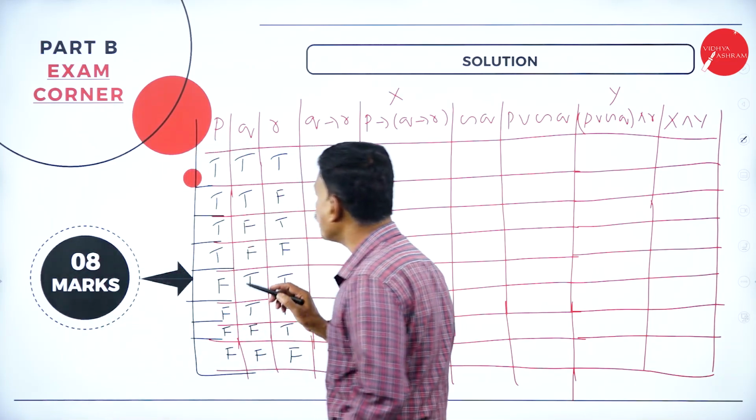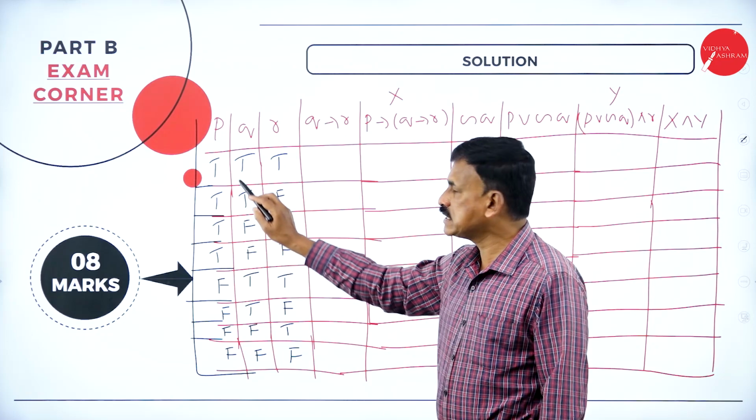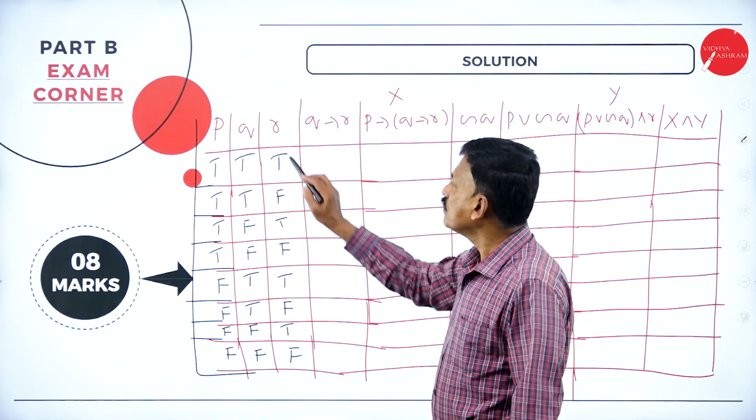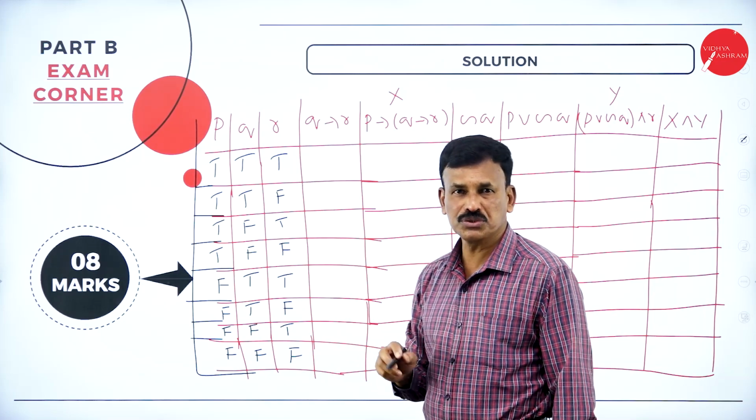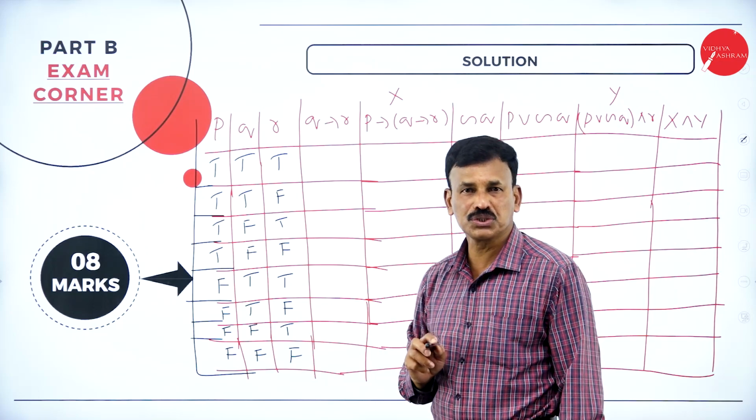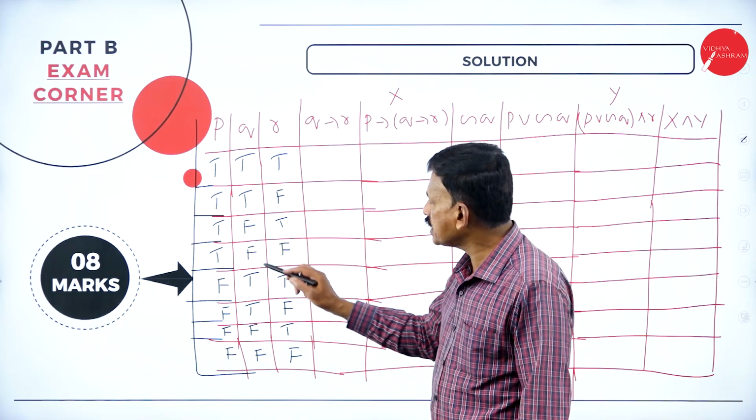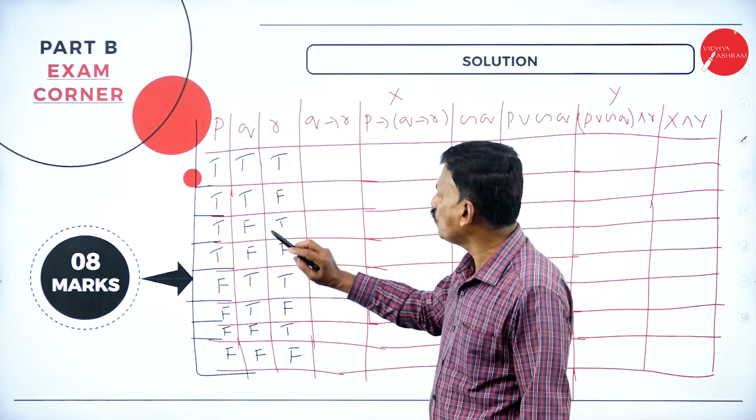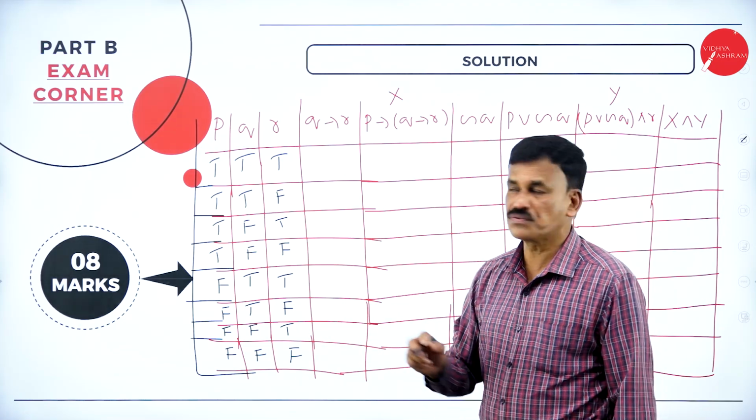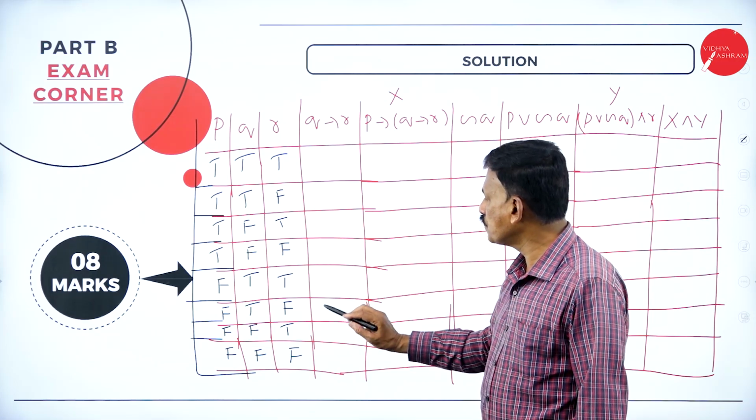So this is very important. For P, the first 4 are true and the remaining 4 are false. For Q, in groups of 2: first 2 are true, next 2 false, again true, true, false, false. Whereas for R, it alternates: true, false, true, false, true, false, true, false.